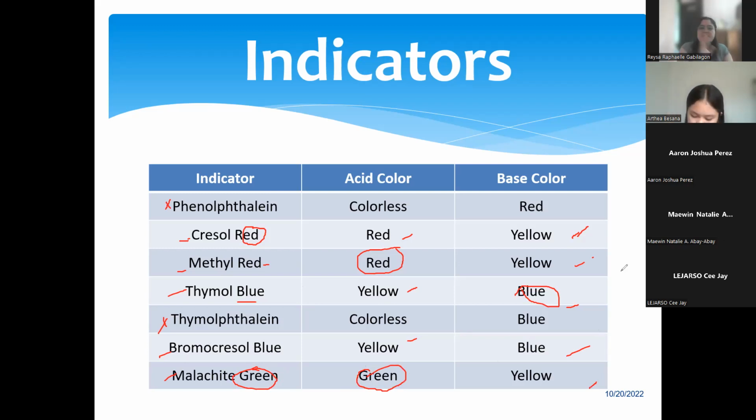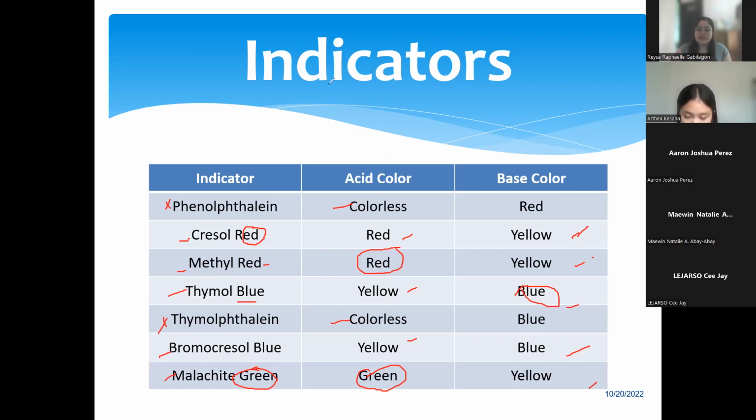Okay? So, i-check nyo lang, pag mag-memorize kayo nito, i-check nyo yung pangalan nila and then hanapin nyo kung sa acidic or sa basic ba magkakaroon ng color na yon, and then automatic, the other side will be yellow. Okay? Again, except for phenolphthalein and thymolphthalein, kasi walang color sa pangalan nila, pero yung kanilang acidic na color is colorless. Okay? But si phenolphthalein will be color red in a basic environment and blue si thymolphthalein.